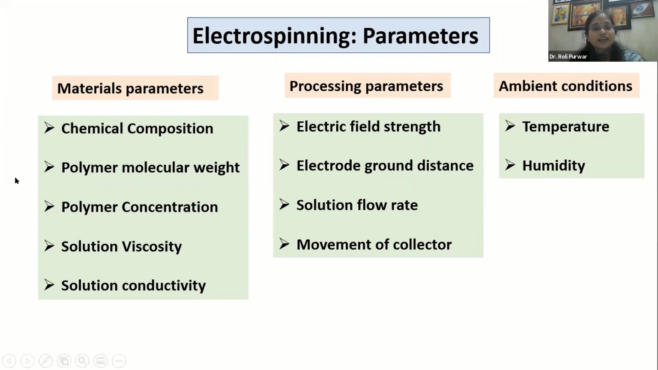Then ambient conditions, temperature. Temperature has a direct effect on the concentration of the polymer solution. If we keep on increasing the temperature, polymer concentration will reduce. So this will directly affect the temperature condition. Humidity is also affecting the processing of the polymeric solutions. So let us take the parameters one by one.